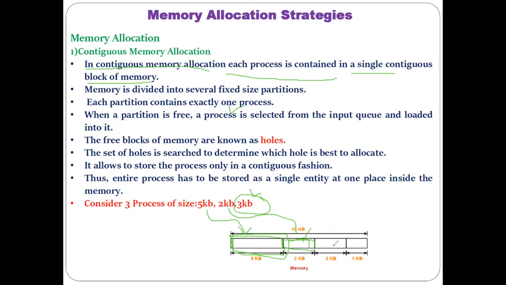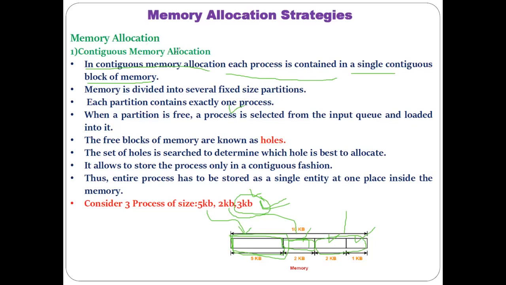How much remaining memory is available? One block is 2 KB, and another block is 1 KB. So 2 KB is not sufficient to allocate a 3 KB process, and 1 KB is also not sufficient. If you combine these, it will become 3 KB. But if you combine them, you are combining two partitions.